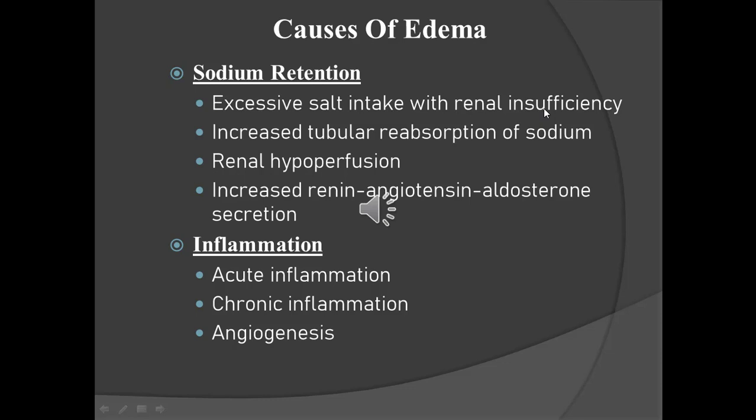There are some renal disorders that result in decreased perfusion of the kidney. When there is decreased perfusion of the kidney, there is activation of the renin, angiotensin and aldosterone system. Ultimately, तो पूरा एक cycle start हो जाएगा. People have studied in the physiology that this will lead to the formation of the edema.